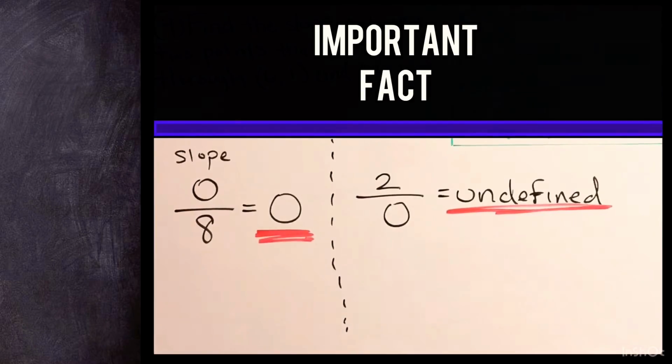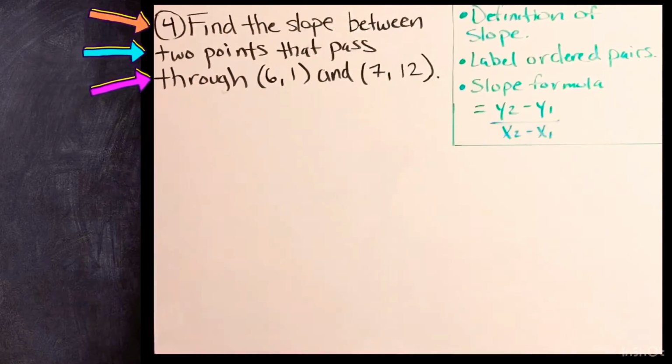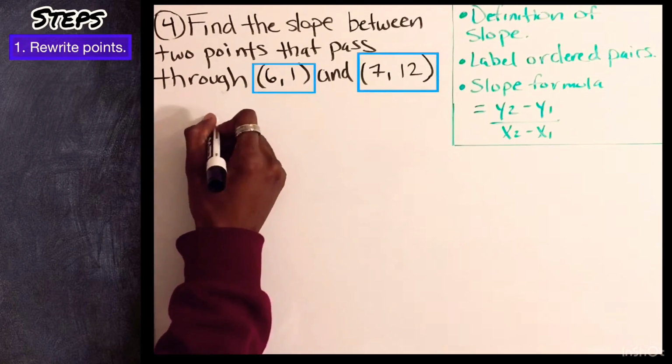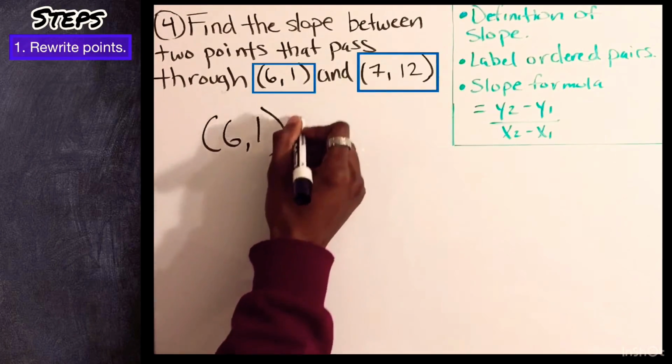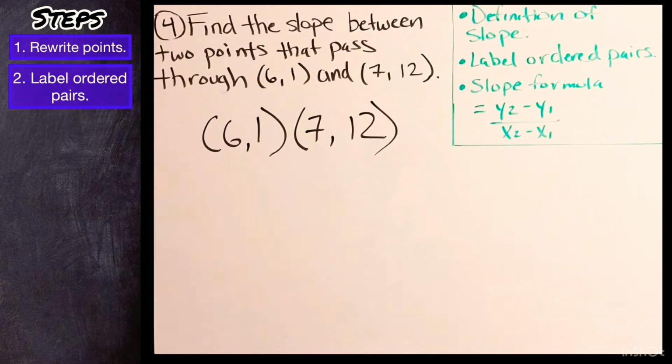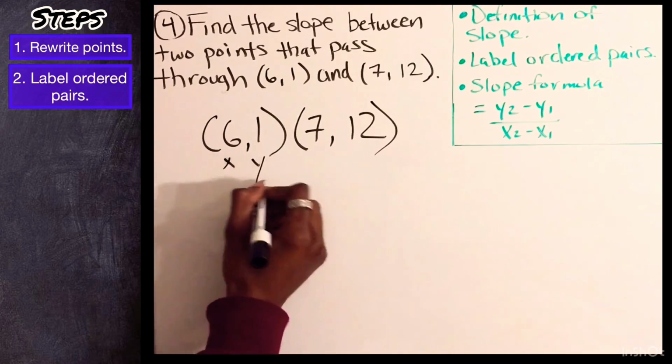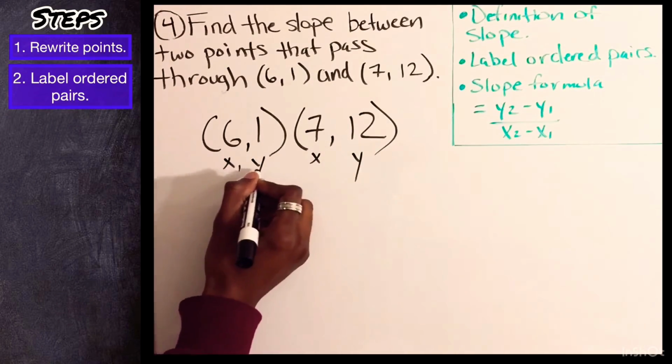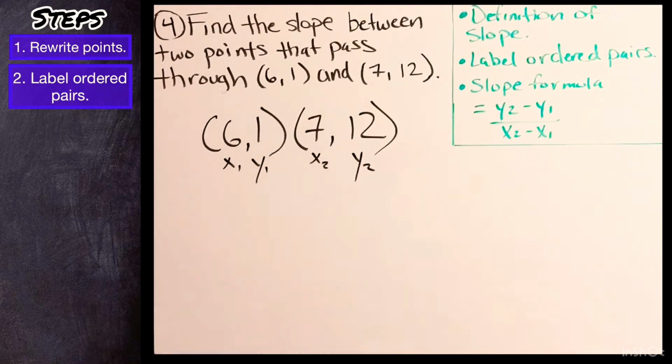Now let's go over example 4. Find the slope between 2 points that pass through (6, 1) and (7, 12). Let's do this exactly how we've been doing it so we can get a quick, solid answer and make sure that you get 100% in your class on this type of problem. So step 1, we're going to rewrite as always, which I always recommend, rewrite the problem. Step 2, we'll label x1, y1, x2, y2.